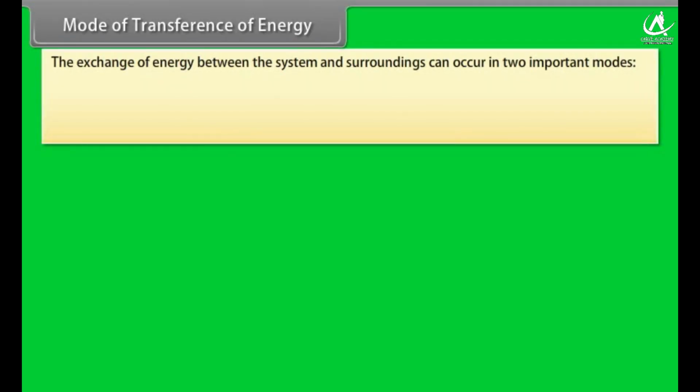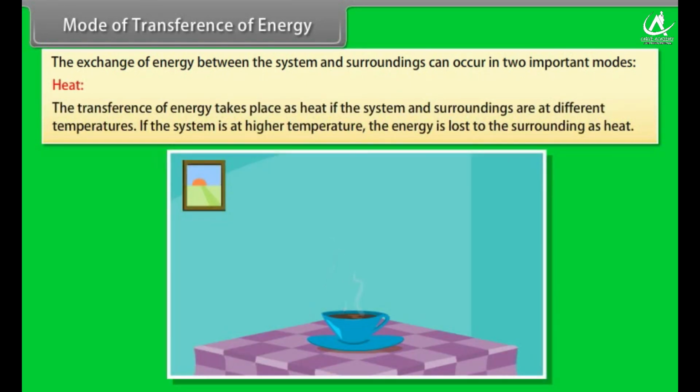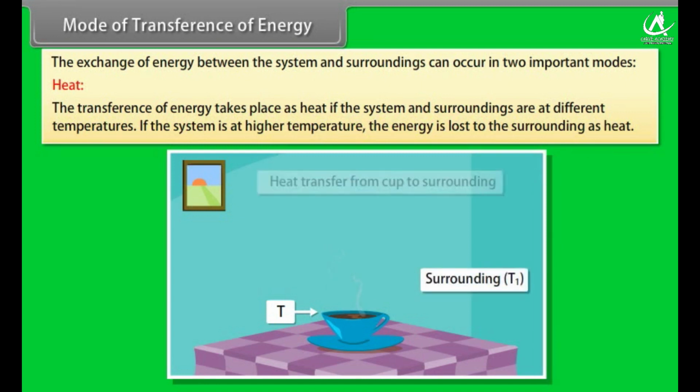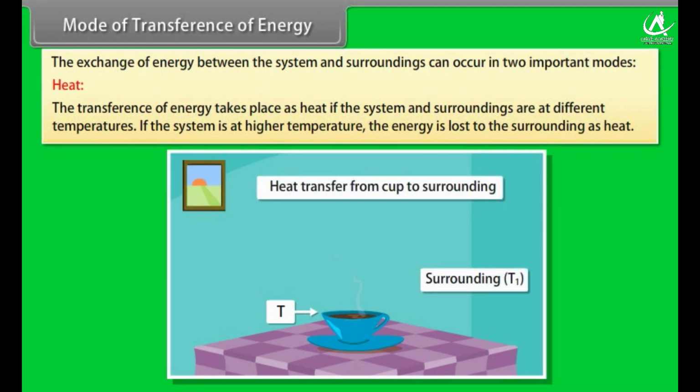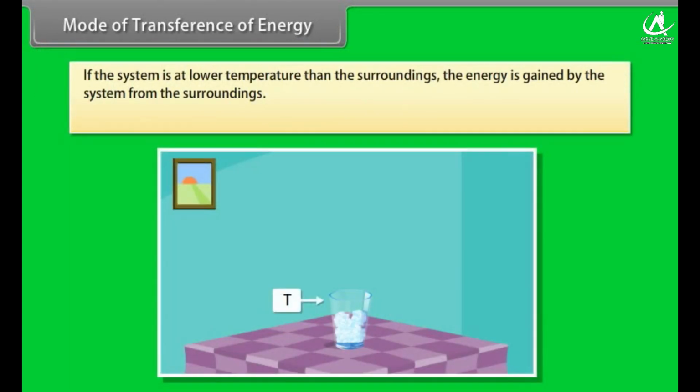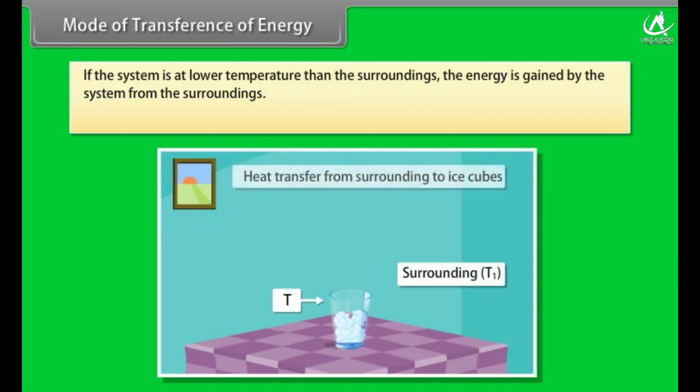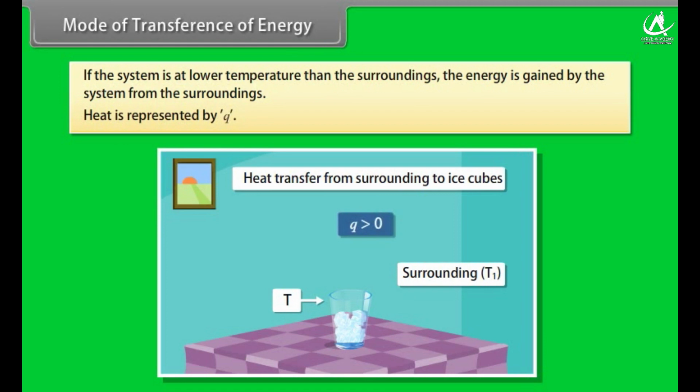Mode of transference of energy. The exchange of energy between the system and surroundings can occur in two important modes. Heat. The transference of energy takes place as heat if the system and surroundings are at different temperatures. If the system is at higher temperature, the energy is lost to the surroundings as heat. If the system is at lower temperature than the surroundings, the energy is gained by the system from the surroundings. Heat is represented by Q.